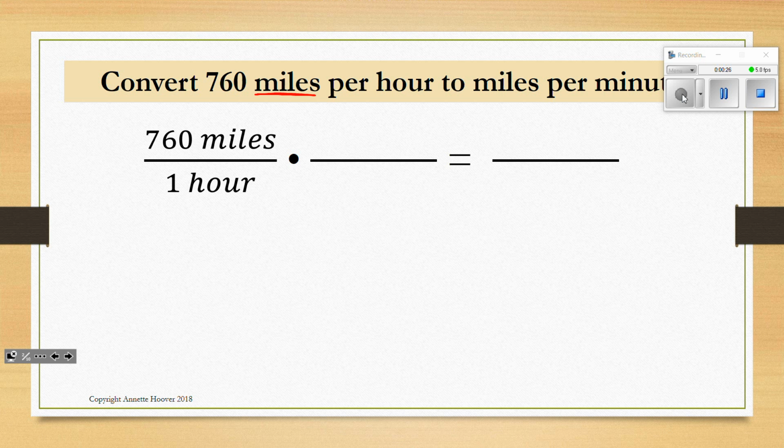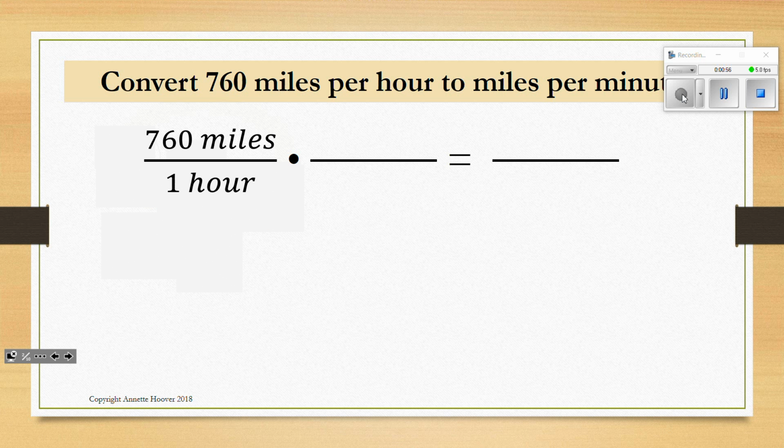We have miles to the distance of miles, so there is no conversion right there. And then we have a time conversion. We have hours to minutes. So we have to convert hours to minutes. So what I did first is I took the information that they gave me and I set it up as a ratio. So they said 760 miles per hour. So when you set that up as a ratio, you say 760 miles over 1 hour.